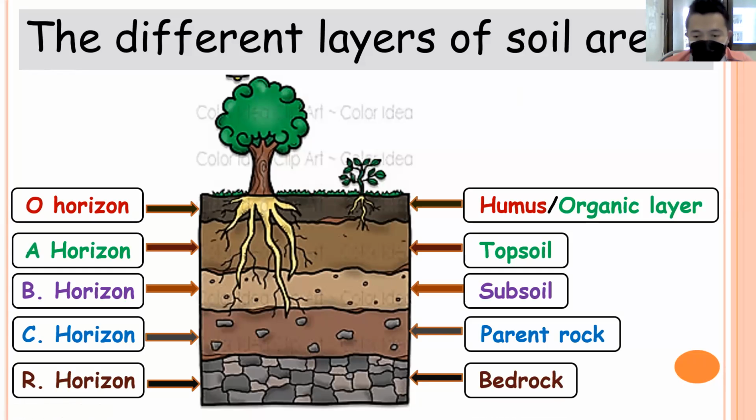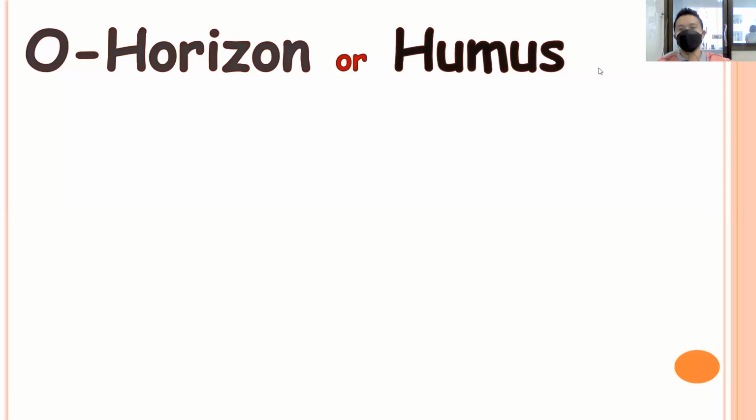See, from the word itself, bedrock, that means this is the bed of all the layers. So from O horizon going down to R horizon, you can see that the layers of soil are totally different, right? From a good soil for planting, going down to the bedrock. All right, so let's discover one by one the function of this soil. Yeah, let's continue this one, kids.